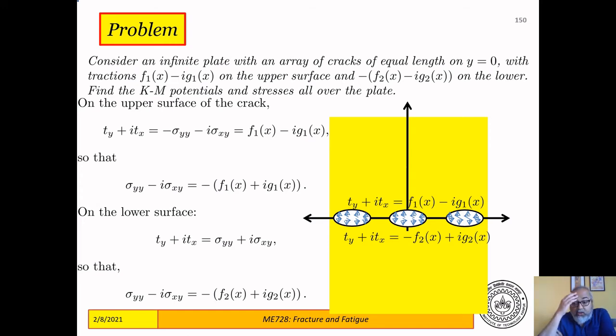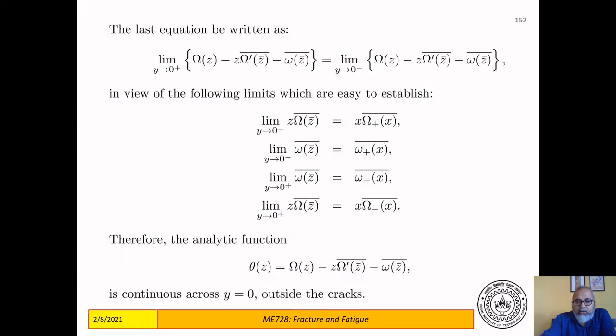Let us come back to the crack problem that we had handled earlier. In the crack problem, we had used the fact that tractions along these paths where there are no cracks, the traction is continuous, and based on that idea, we derived a new analytic function theta z, which we used in place of omega z.